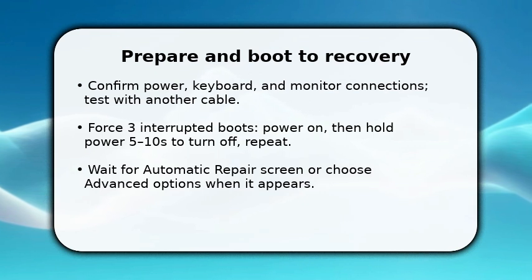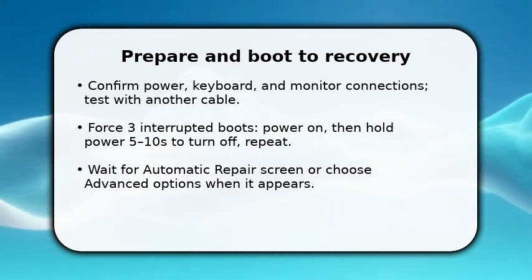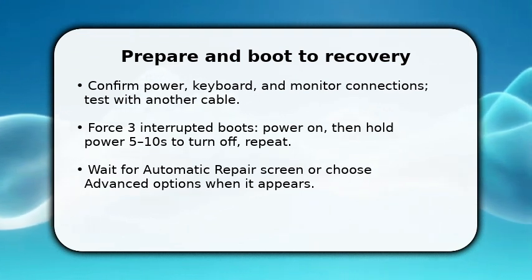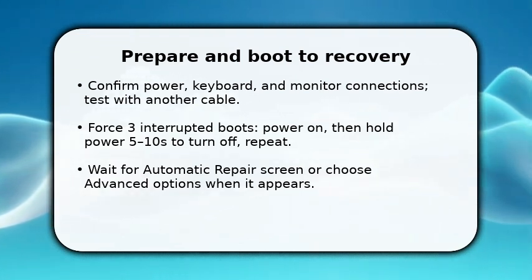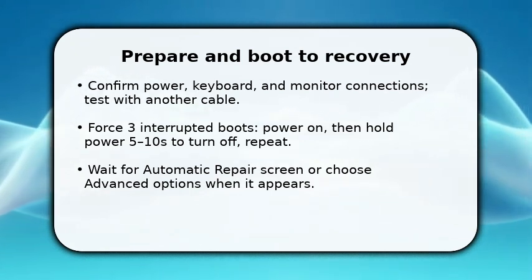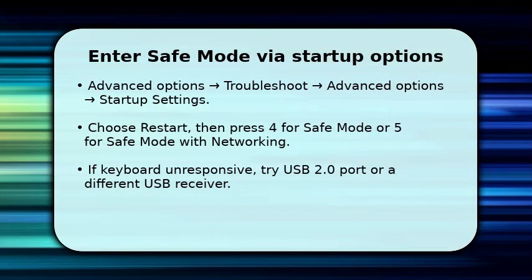Make sure to let the system reach the repair screen. When you see automatic repair or preparing automatic repair, select advanced options. You're initiating a safe environment, so Windows can adjust boot settings without relying on the broken GUI. From advanced options, choose Troubleshoot, then advanced options and open startup settings.